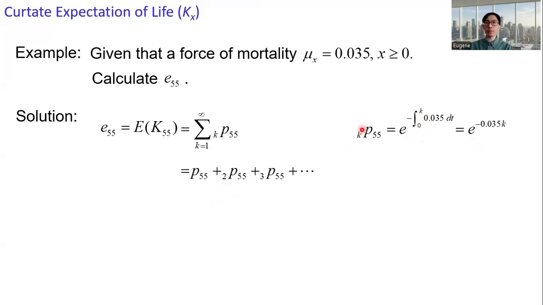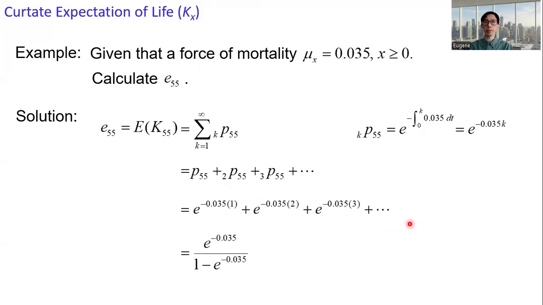So we have p55 plus 2p55 plus 3p55 and onwards. And we have an expression for kp55. So we simply substitute k equals 1, k equals 2, etc. into the expression for e55. And this is a geometric series. Upon calculation, we get 28.0743.